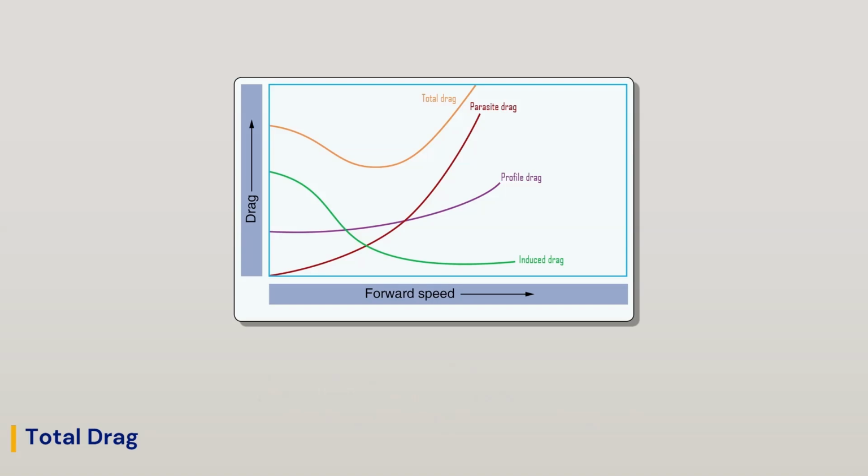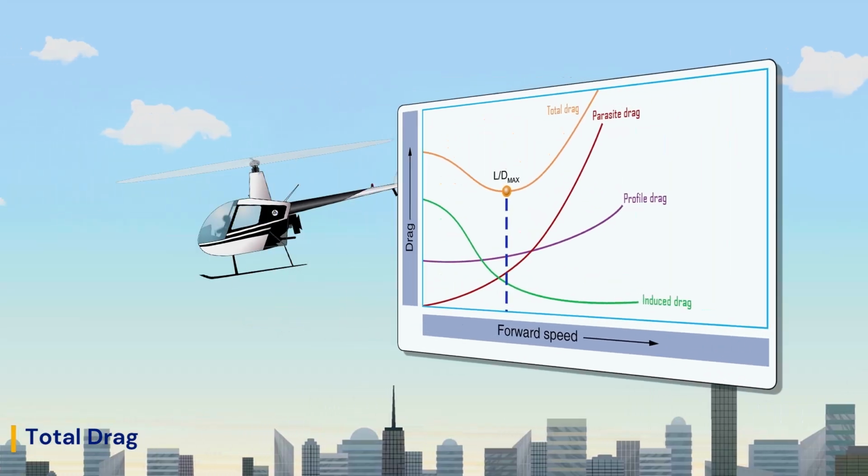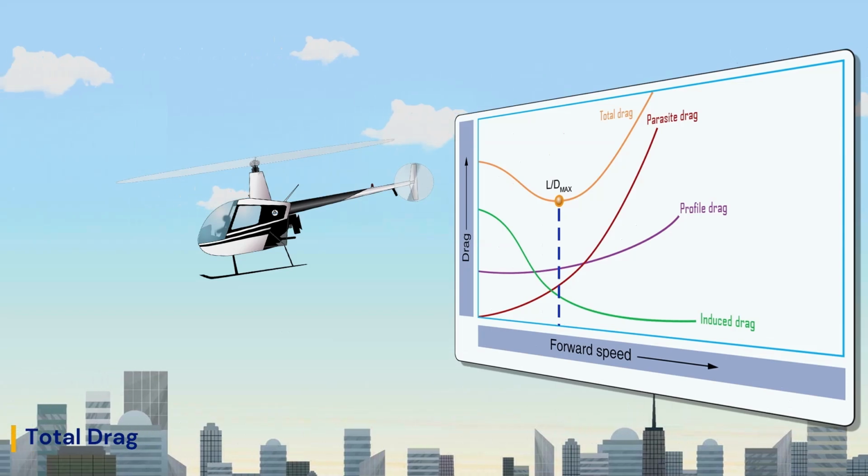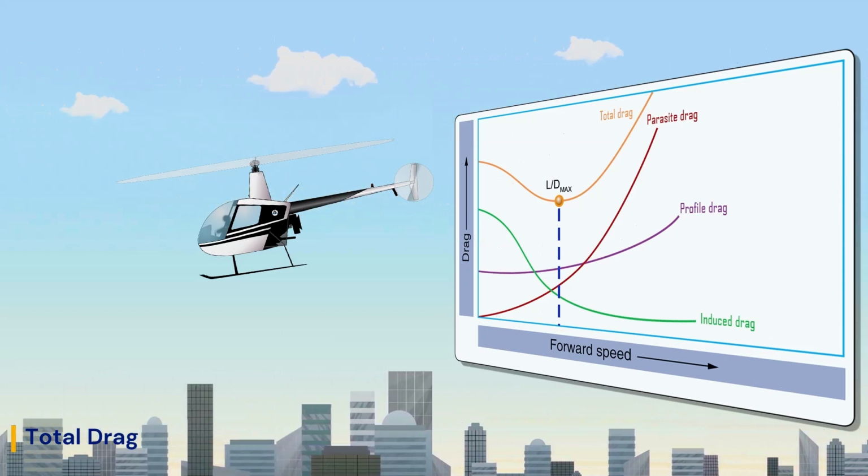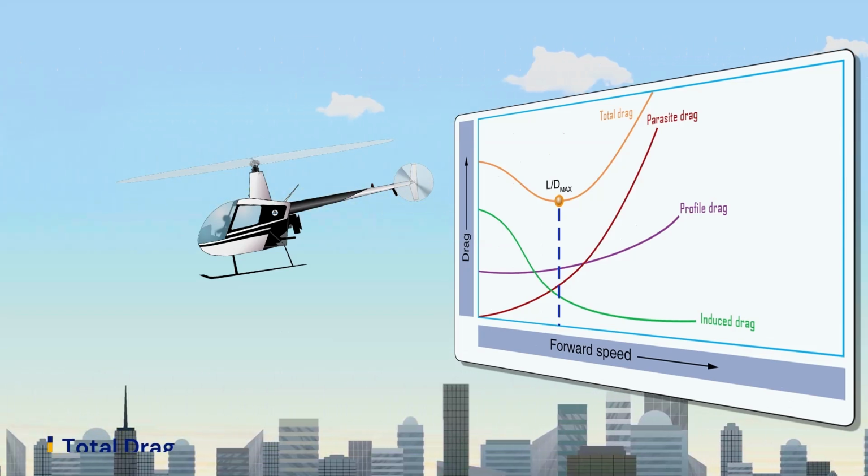The lowest point on that curve is where drag is at its minimum, and this is known as the point of maximum lift-to-drag ratio, or DMAX. At this speed, the helicopter is performing at its most efficient, generating the most lift for the least amount of drag. This point is crucial for optimal flight performance and fuel efficiency.